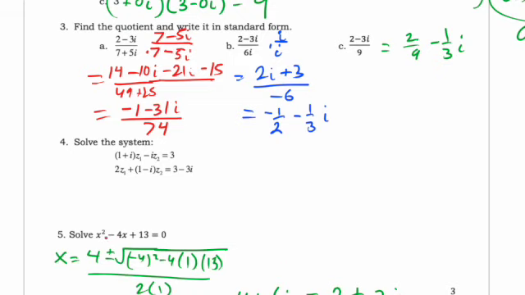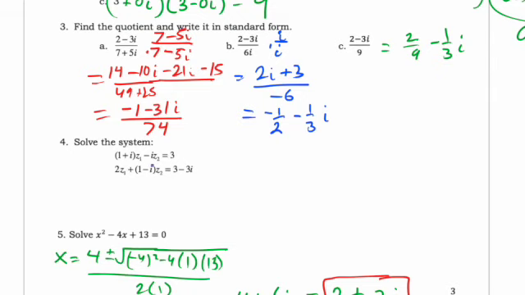So this has no real roots, but has 2 complex roots. As a matter of fact, we say complex roots always come in conjugate pairs because of the quadratic formula. So if you get 2 plus 3i, you always get 2 minus 3i. They come in conjugate pairs.